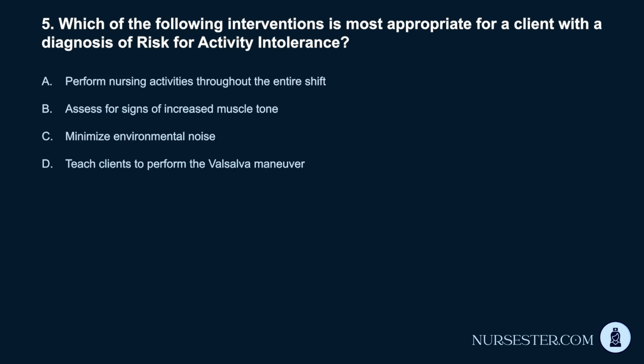5. Which of the following interventions is most appropriate for a client with a diagnosis of risk for activity intolerance? A. Perform nursing activities throughout the entire shift. B. Assess for signs of increased muscle tone. C. Minimize environmental noise. D. Teach clients to perform the Valsalva maneuver. Correct answer: C. Minimize environmental noise.